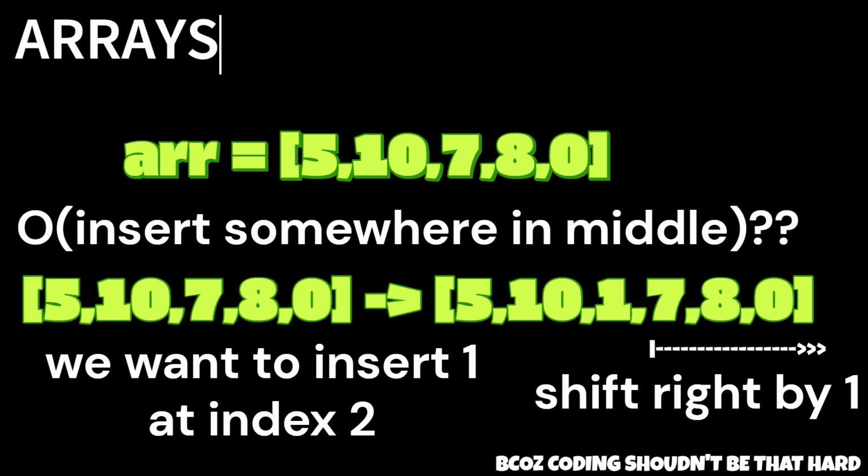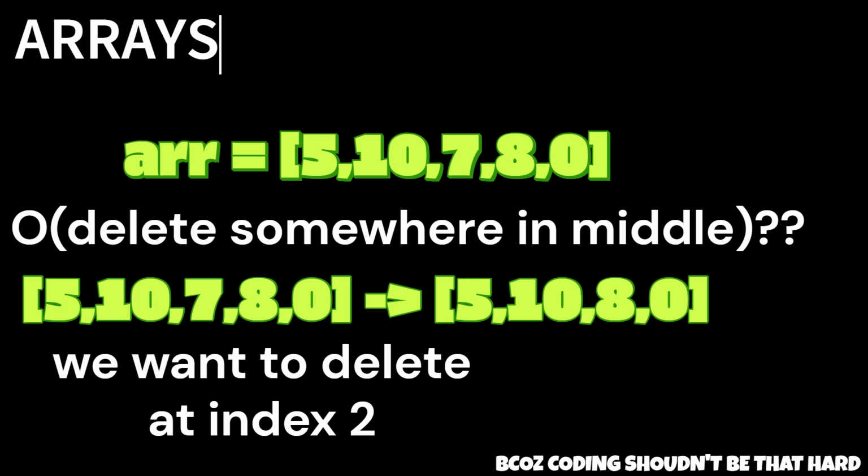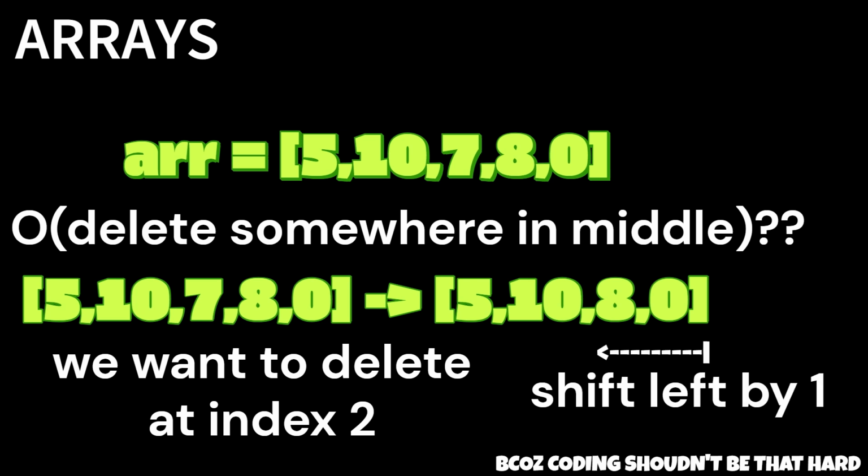Deleting from the array is also a slow operation. Let's say that we want to delete an element at index i. Then we must shift every single element after that to i minus 1, and keep doing that. Just remember these simple rules for time complexity.